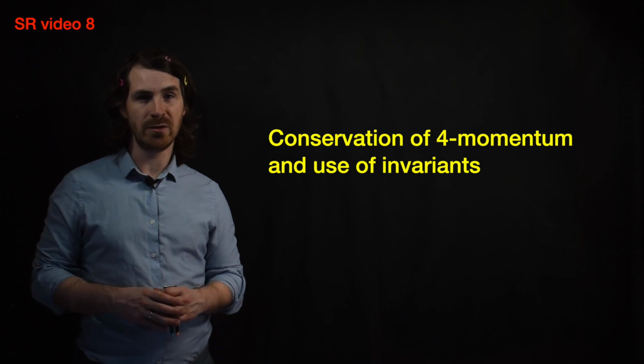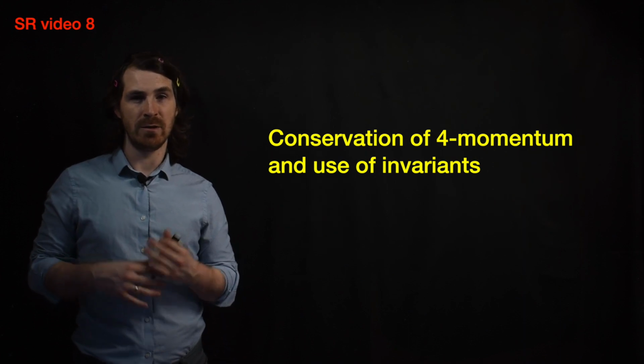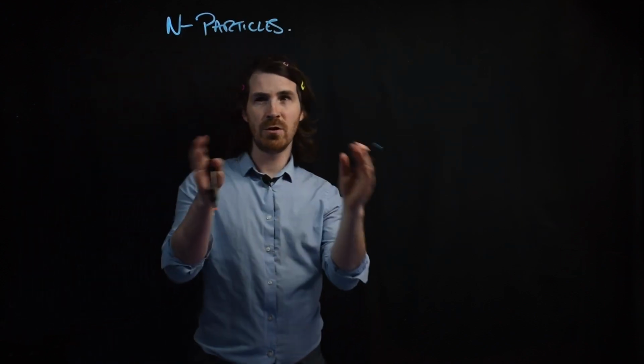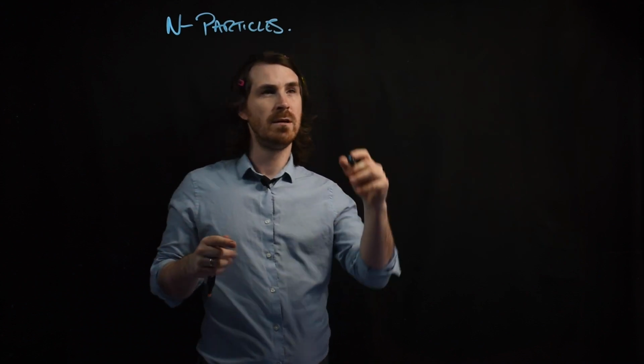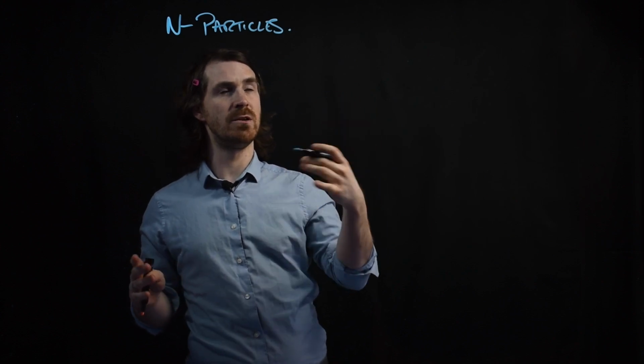So in the previous video we looked at the mass-energy and energy-momentum relationships, and now we're just going to develop things a little further, and we're going to think about the conservation of energy and momentum. So if we think about a system of n particles, if there are no external forces on the system, so it's a closed system, then the energy and momentum of the n particles should be a conserved quantity.